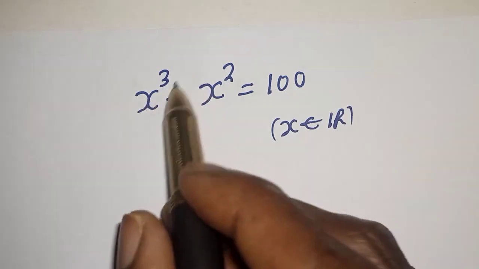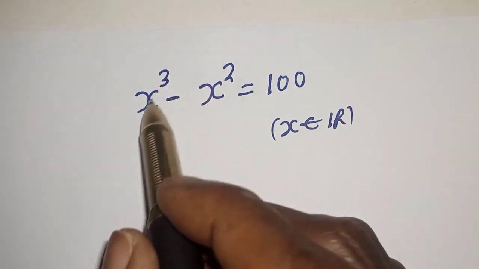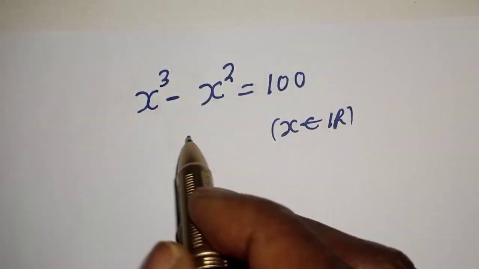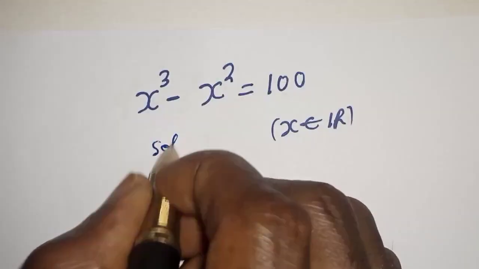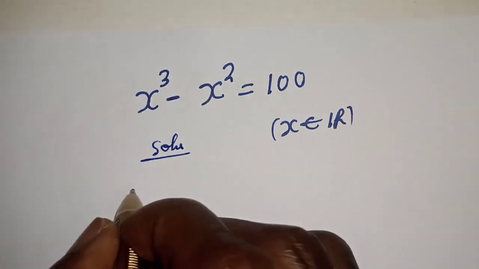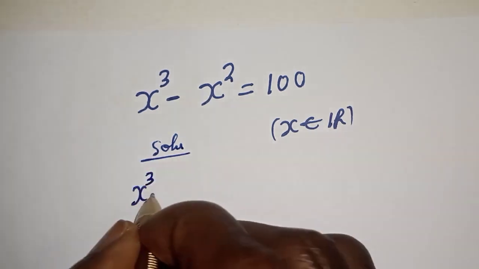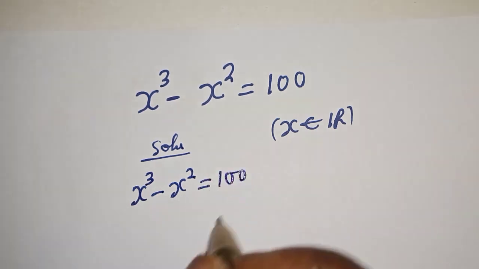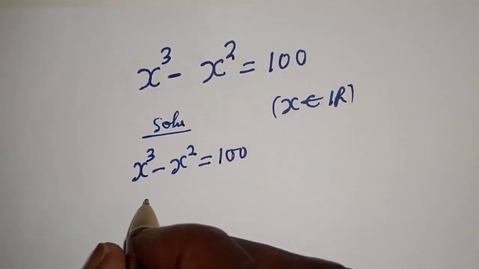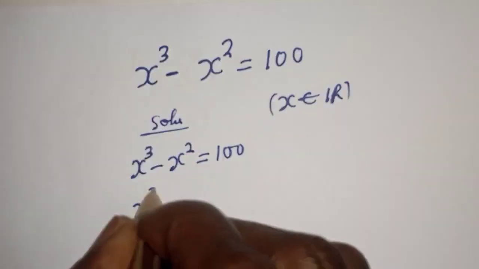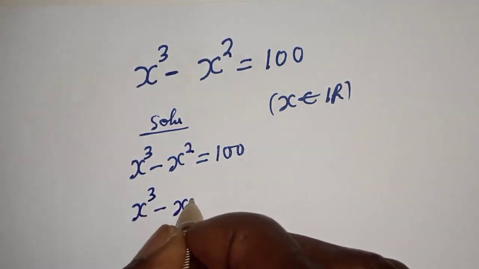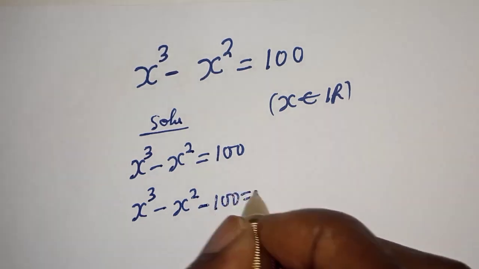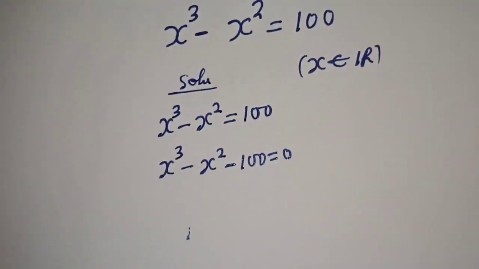Hello, how to solve for s from this equation: s raised to power 3 minus s squared is equal to 100, where s is a member of real numbers. Solution. s raised to power 3 minus s squared is equal to 100. s raised to power 3 minus s squared minus 100 is equal to 0.